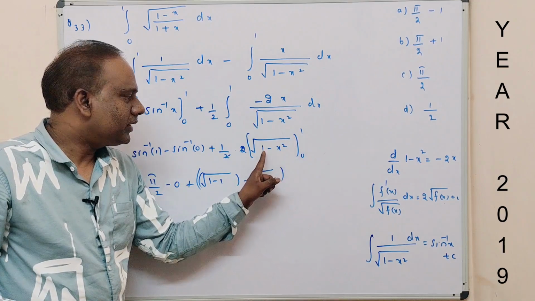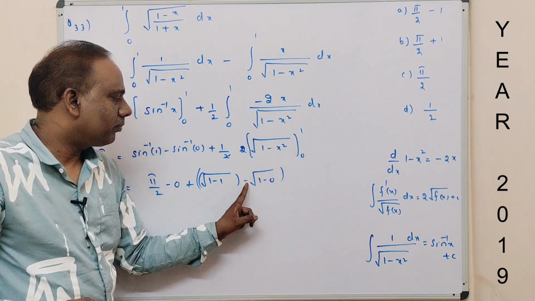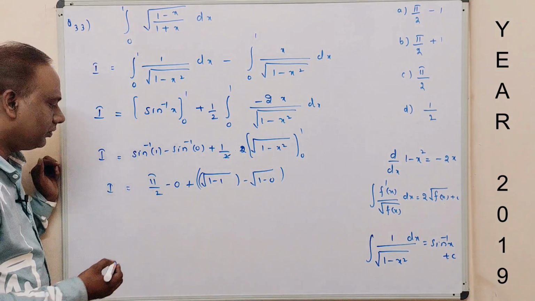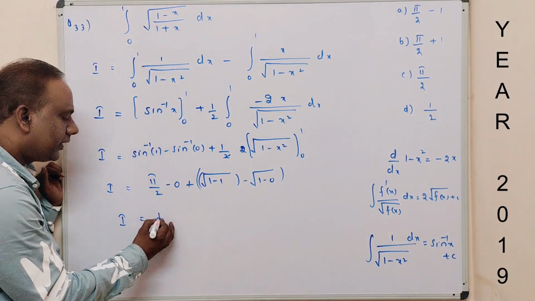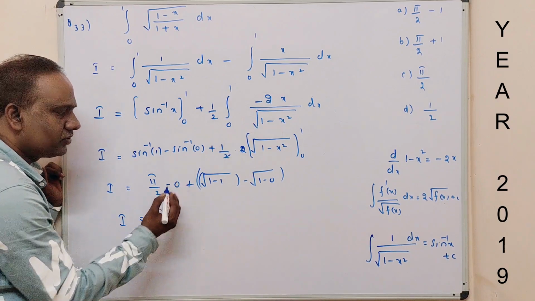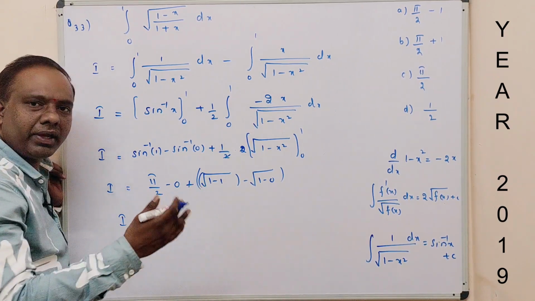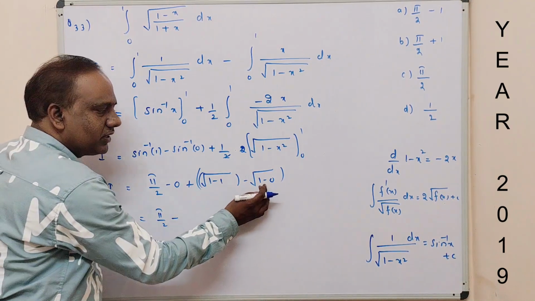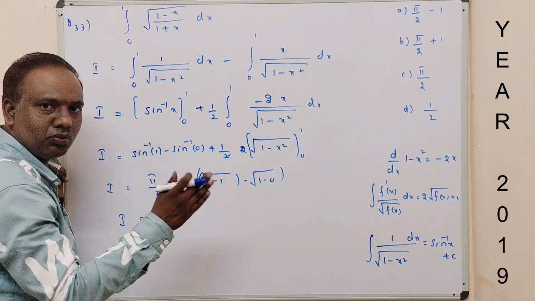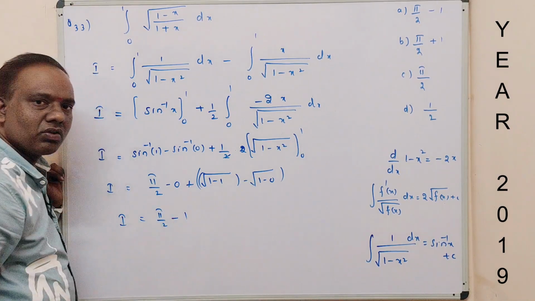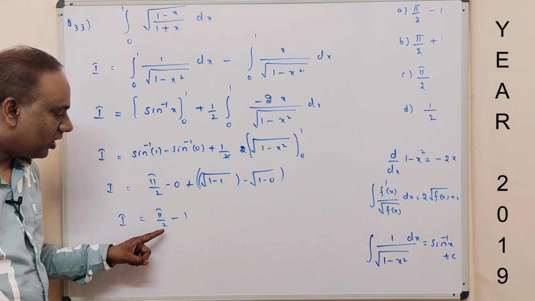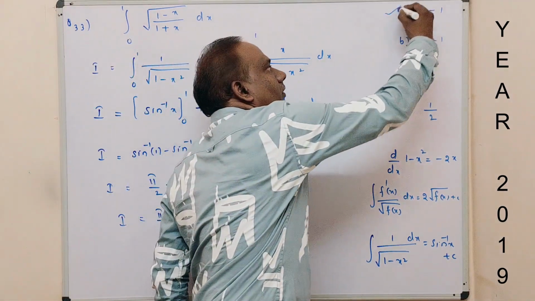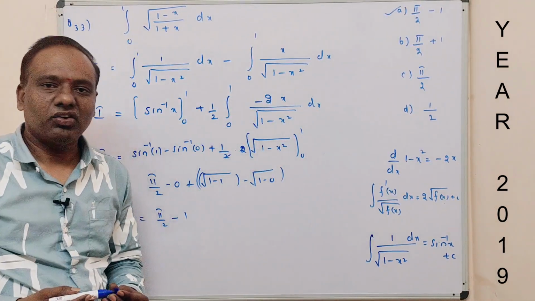So the upper limit root of 1 minus 1 square is 0, and the lower limit root of 1 minus 0 square is 1. So I is equal to pi by 2, 0 it is. Root of 1 minus 1 is also 0. Now this is also 0, leave it. Minus, it is root of 1 minus 0, which means root 1. Root 1 value is 1. So here the answer is pi by 2 minus 1. That means option A is the correct answer.